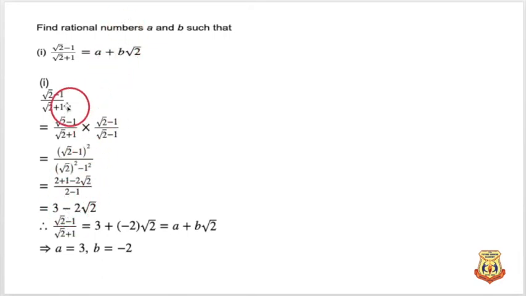So what will you do? You will write this one, then write this answer, and then from these two you will see that a is nothing but 3, and b root 2 means minus 2 root 2. If I cancel root 2, that means b is equal to minus 2.